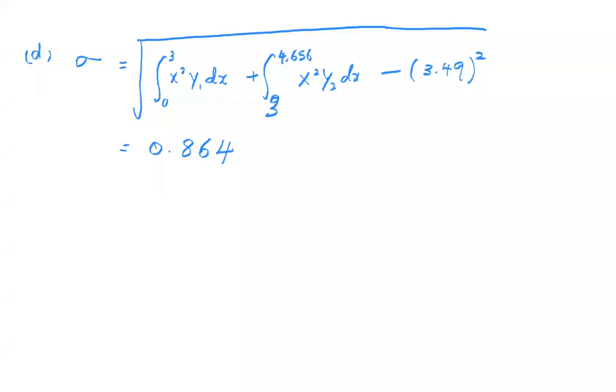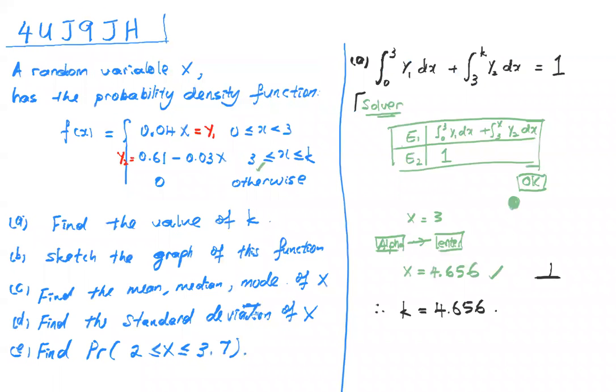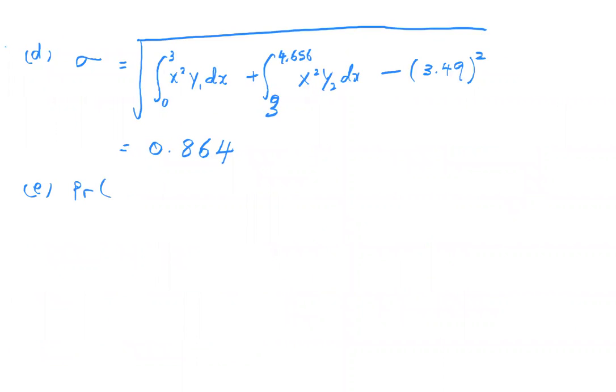Then the last part, we want to find the probability between 2 to 3.7. 2 to 3 is under y1. 3 to 3.7 is under y2. So you have to separate both. So the probability of x from 2 to 3.7 is integrate from 2 to 3 y1 dx plus integrate 3 to 3.7 y2 dx.